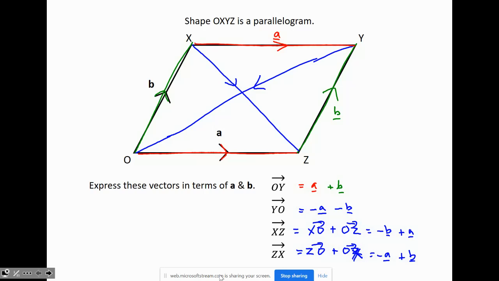And if we'd gone any other way to get to the same place, we'd still end up with the same answer. For example, Z to X, we could have gone from Z to Y, which is positive B, which we got here. And we would have then gone backwards down A to go from Y to X, which is negative A. So we'd have ended up with the same thing no matter what route we took, because the vector describes how to get from a place to another place. And it doesn't matter what route you take, you still get to the same place. Okay? So that's it for that.